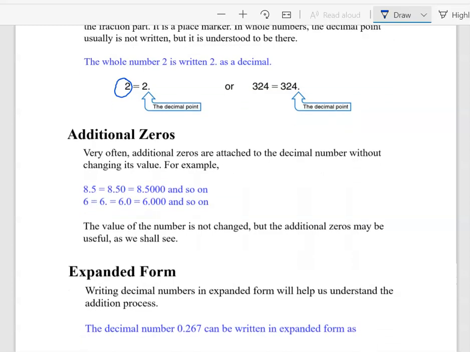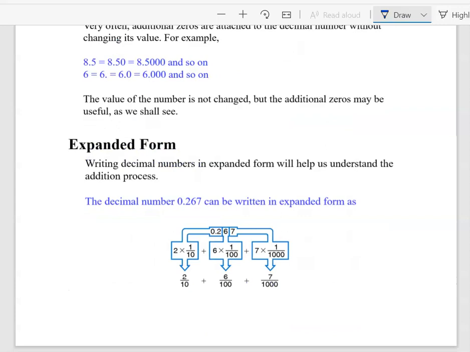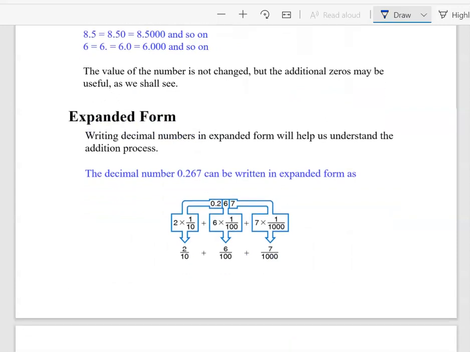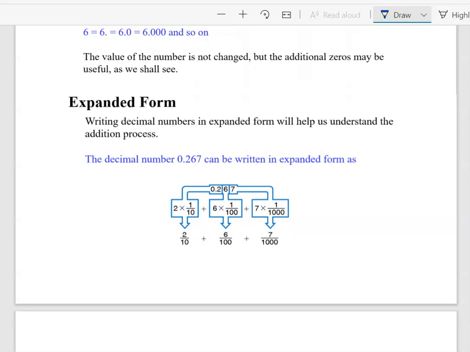So let's talk about expanded form. Writing decimal numbers in expanded form will help us understand the addition process. The decimal number 267 thousandths can be written in expanded form. The number in the tenths place would be 2 times 1/10. The number in the hundredths place would be 6 times 1 over 100. The number in the thousandths place would be 7 times 1/1,000.